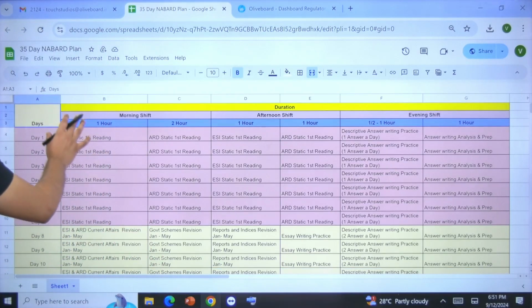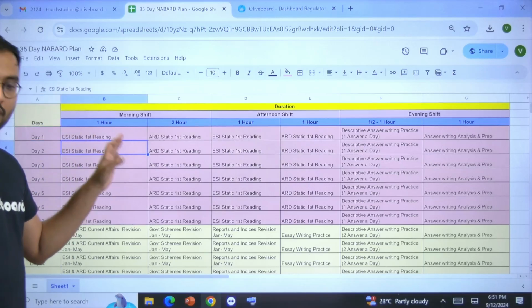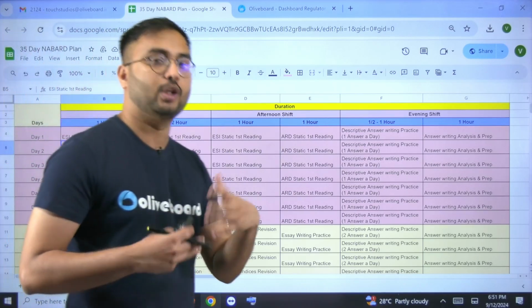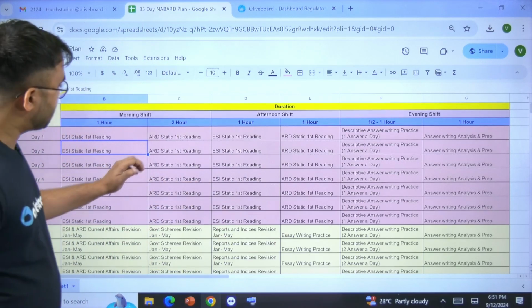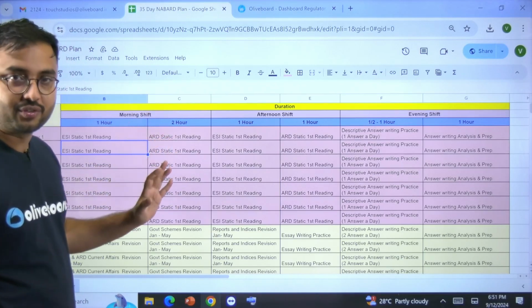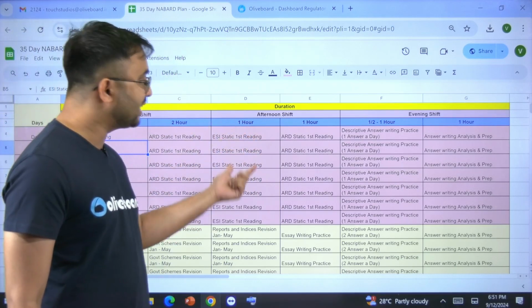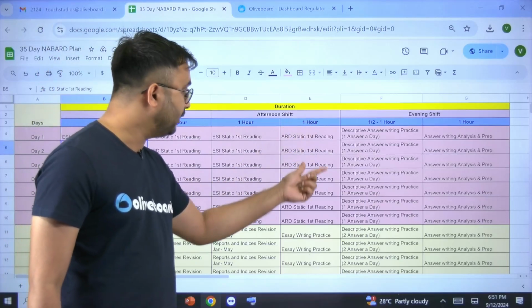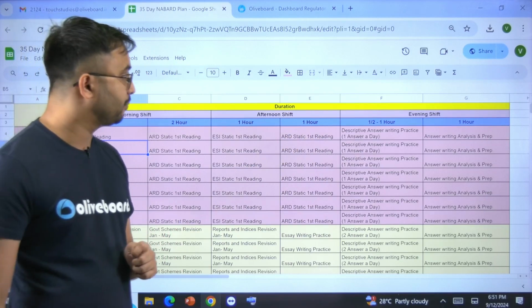So firstly, in first week, this red color is first 7 days, first week, you will be completing ESI static first reading. First reading would be also a revision only for you, but this we are talking about static, okay? The second morning shift you will be doing ARD static first reading. After that, again in afternoon you will be doing ESI static reading, and in the afternoon second shift you will be doing ARD first reading.